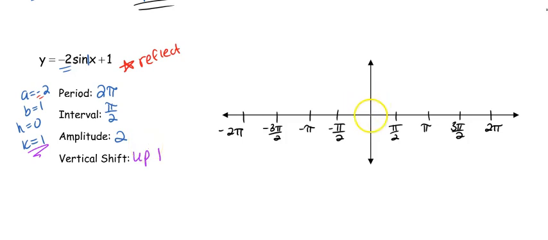So sine normally starts at 0, 0, and I have a sine graph here. So if I'm at 0, 0 times 2 is 0. So I'm still at 0, and then I want to go up 1. So my starting point for this graph is going to be at 0, 1. Again, sine normally starts at 0. It has an amplitude of 2, so 0 times 2 is still 0, and then I go up 1.